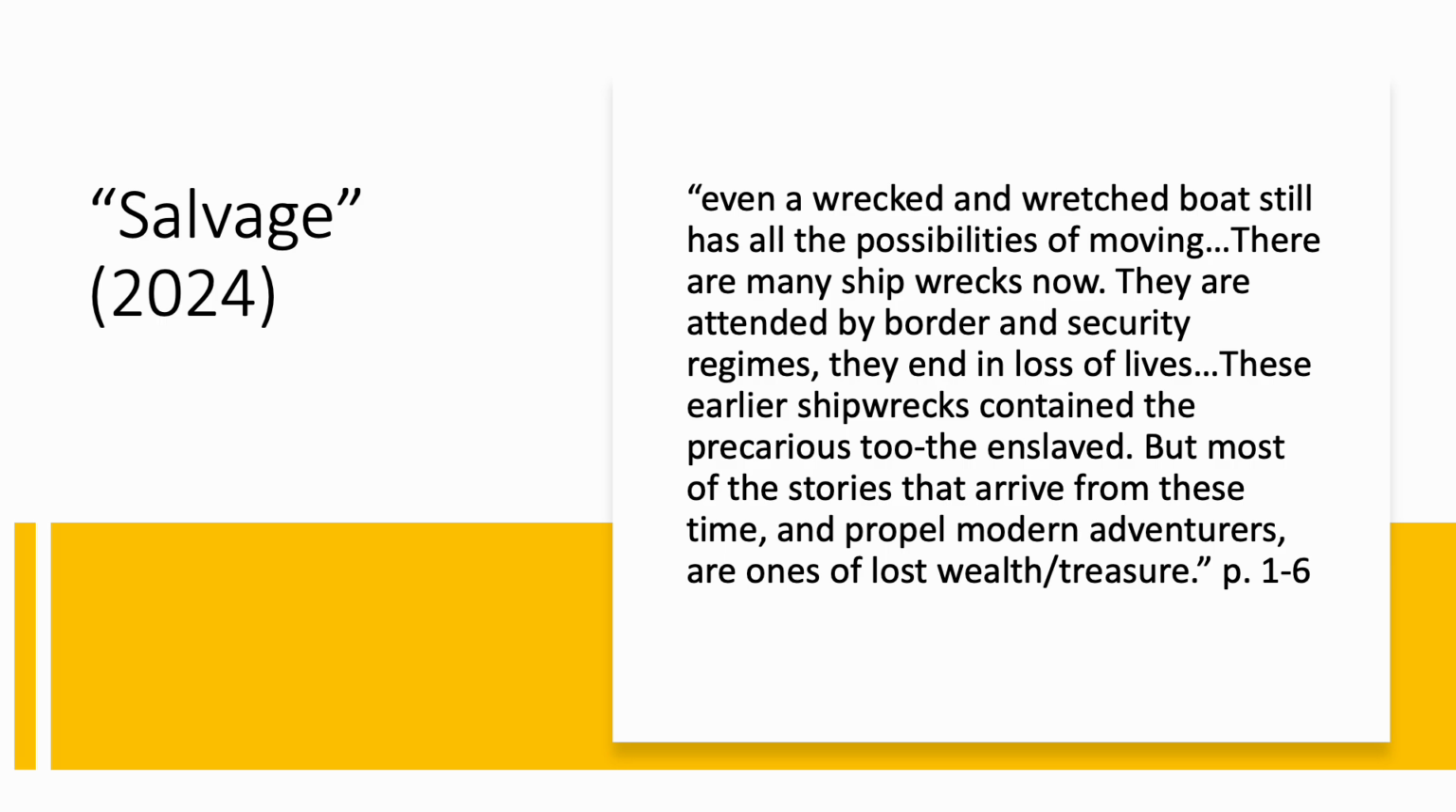I suspect many of you will know there are many different channels where people are trying to immigrate, say from North Africa to Italy. Often they drown. They're taken advantage of by people for money. This happens also at the border of America into Mexico. So these people face drowning, they face border guards, they often face death. And she says these earlier shipwrecks contained the precarious too, the enslaved. So she's linking it back to the slave ships of the Atlantic slave trade, all these precarious lives on these ships.